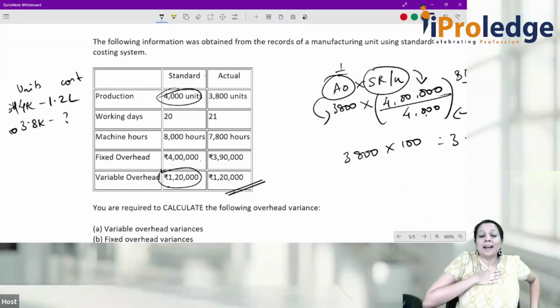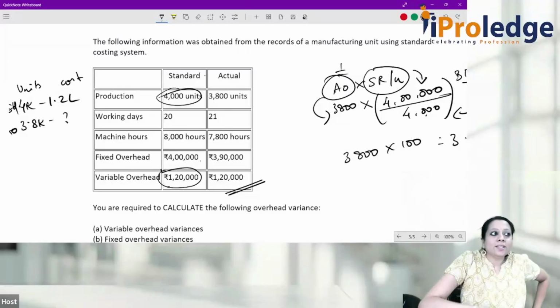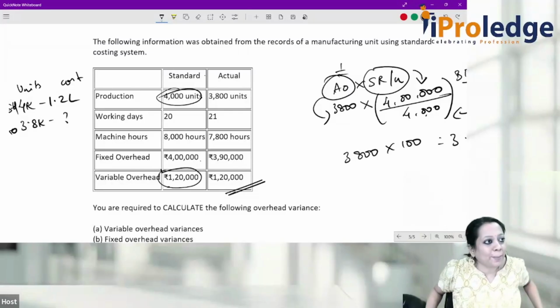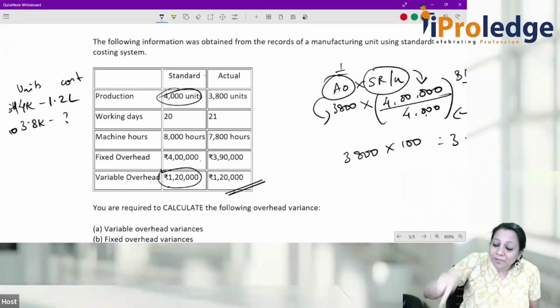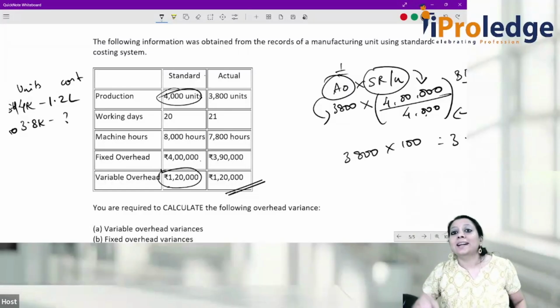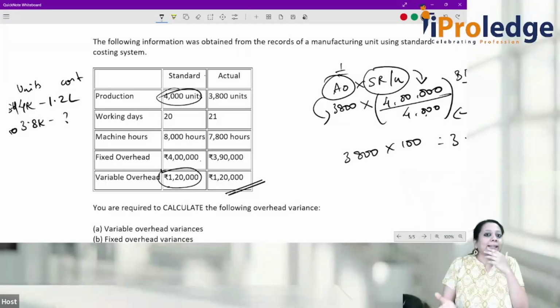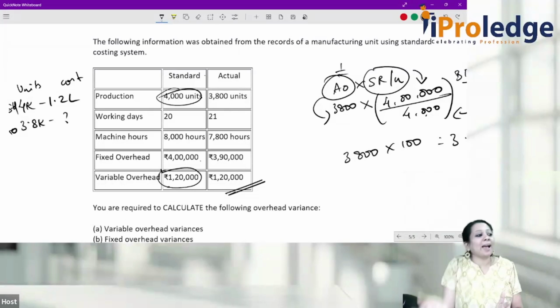According to us, only standard means what? Standard is for actual output, but the standard cost card, they don't know the actual output when they fix the standard. So we are calculating the standard for actual output. That is why you should always check. It is very rare that standard is actually given to us. You have to always check the question. It should be for actual output.